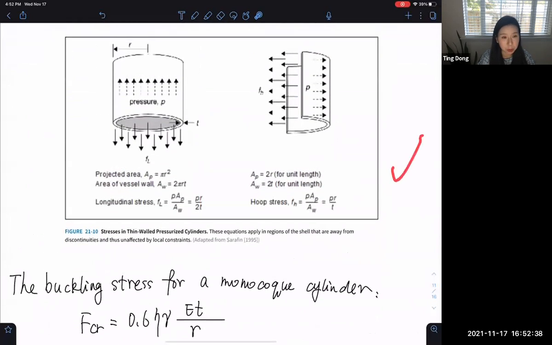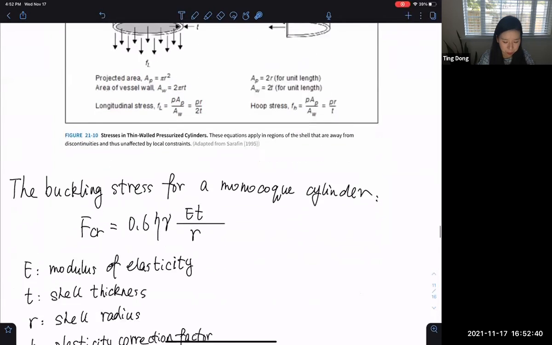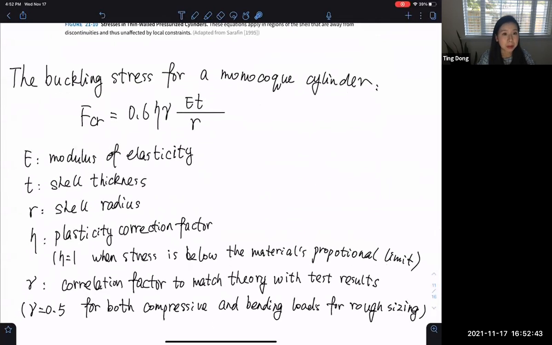So this is the equation to calculate the longitudinal stress and the hoop stress. And this is for the buckling, because we know that during the launch and landing, the pressure vessel will experience huge compressive stress. And we need to consider if it will cause the buckling of your structure. So for the monocoque cylinder, this is the equation we use to calculate it. If the stress is higher than this one, your structure will buckle, which means fail.